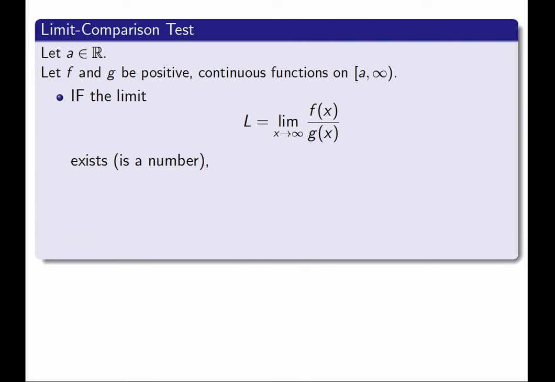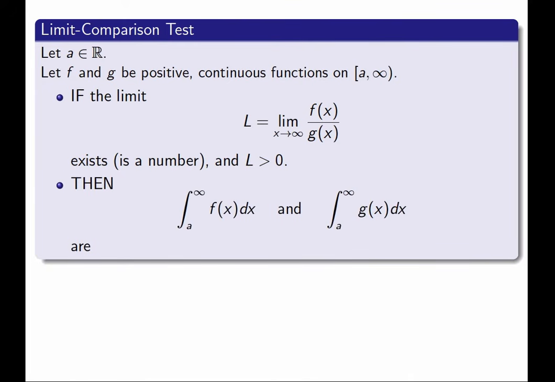Now, since they are both positive, if the limit exists, it will be greater than or equal to 0, and I'm going to exclude the case 0. So I assume this limit exists, is a number, not infinity, and is greater than 0. Then in that case, the theorem says that the improper integral of f from a to infinity and of g from a to infinity are either both convergent or both divergent. So if I know that one of them is convergent, then the other one must be convergent as well.